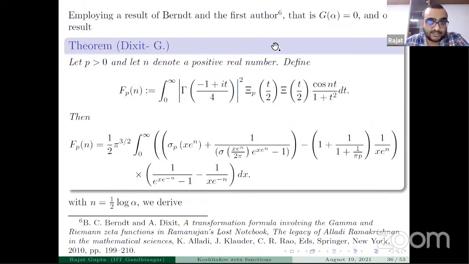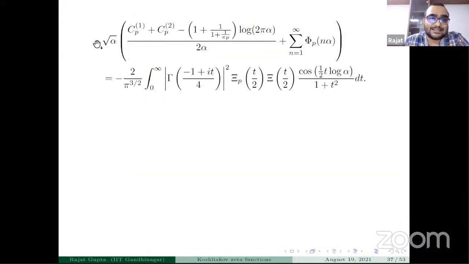So we use the result of Berndt and Dixit, which shows that G of alpha equals 0, and our result, which shows that this integral is nothing but this one with n equal to 1 by 2 log alpha. Combining these facts, we derive that the left-hand side of the main theorem, that means root alpha Cp of 1 plus Cp of 2 with this term plus this series, is this integral.